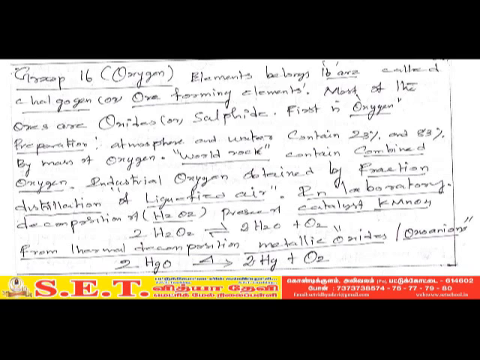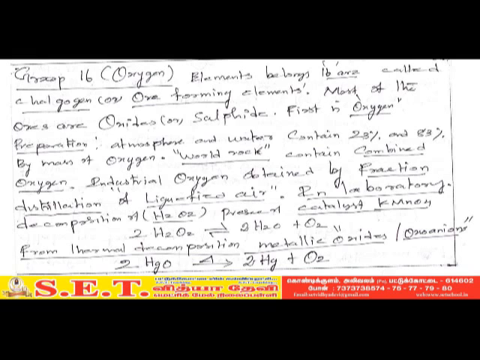Now we are going to know about the preparation methods. The atmosphere and water contain oxygen, and 83% by mass of oxygen is in water. The rocks contain combined oxygen. Industrially, oxygen is prepared from liquid air by fractional distillation.